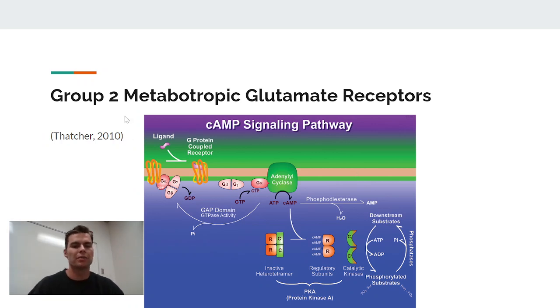Group 2 and Group 3 metabotropic glutamate receptors are essentially going to activate upon glutamate binding. The alpha subunit will be activated. But in this case, the alpha subunit is not going to activate adenylyl cyclase, it's going to inhibit it, which is going to shut down cAMP being produced. As I talked about earlier, we're going to talk about what cAMP is as a secondary messenger. A secondary messenger is essentially a molecule that is going to act as a messenger in the cytosol to go and activate different proteins, which will then kick off different cellular processes.